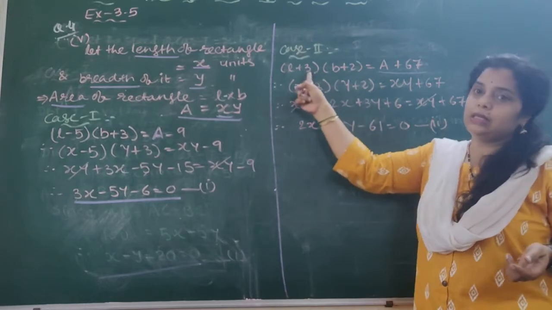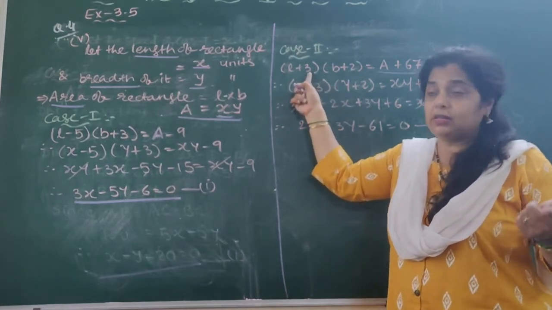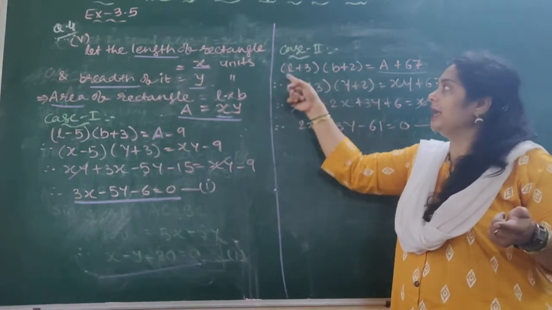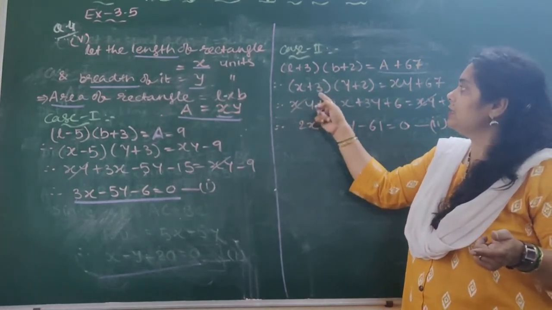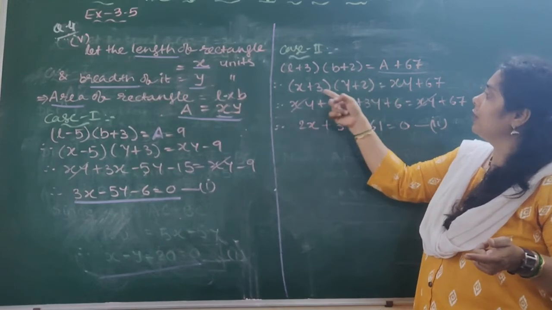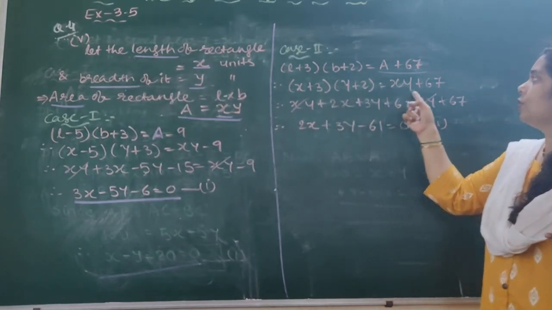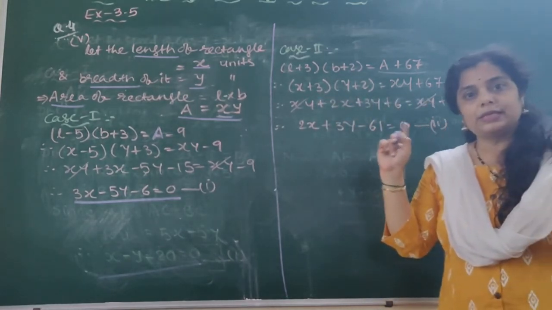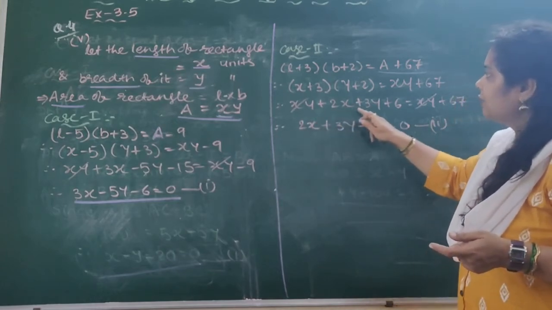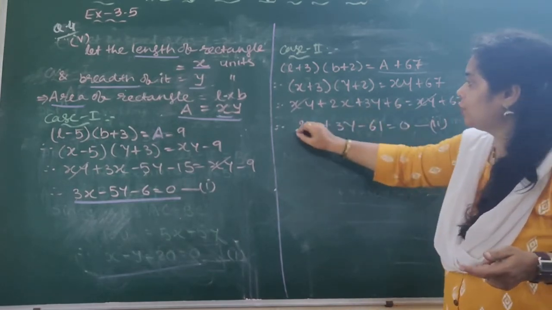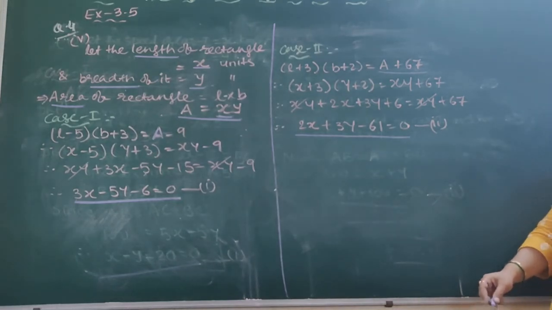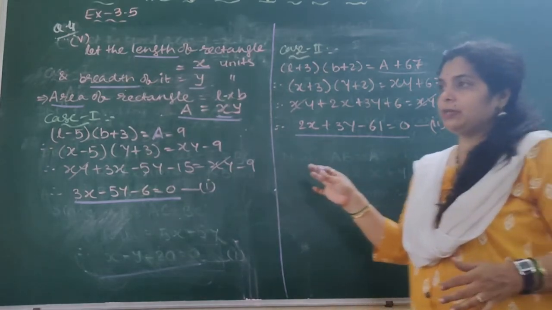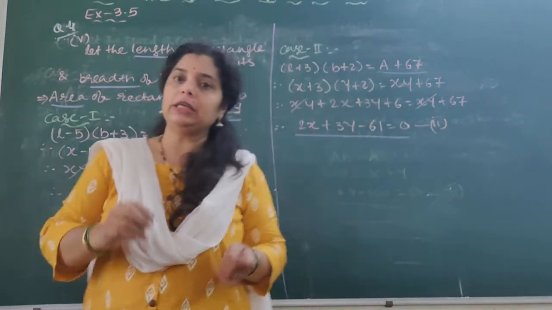Where will it be increased? When we add 3 and 2 to the length and breadth respectively. So (x plus 3) into (y plus 2) is equal to xy plus 67. And after simplification we get 2x plus 3y minus 61 is equal to 0. So this way we get a pair of linear equations.